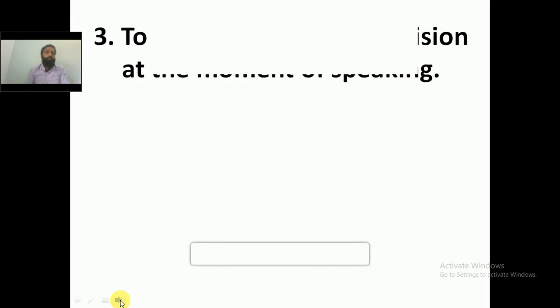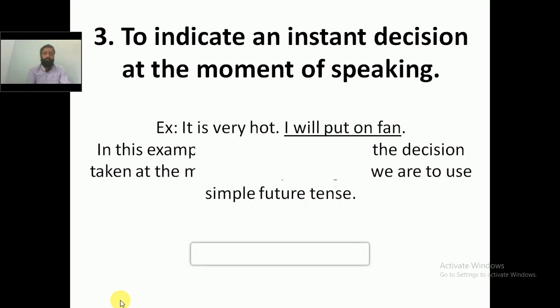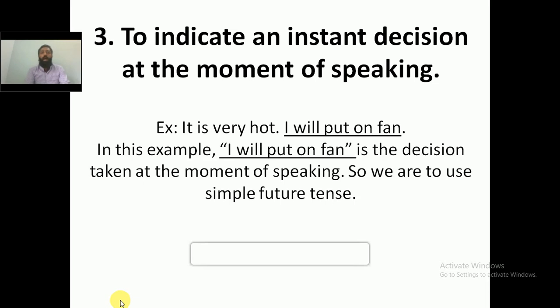Now move on to the third usage of simple future tense. It is used to indicate an instant, it means an immediate decision at the moment of speaking. You are speaking, and at the moment of speaking you are taking a sudden decision. How does it work? It is very hot, I will put on the fan. What is the instant decision taken in the particular sentence? That I will put on the fan.